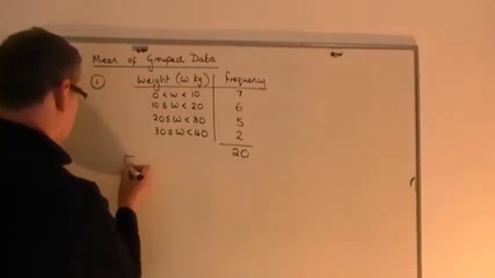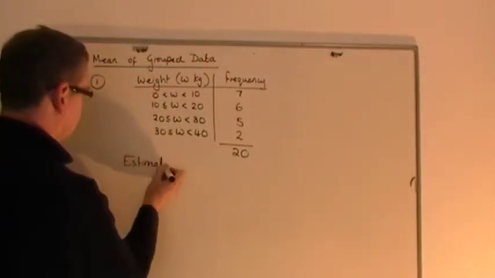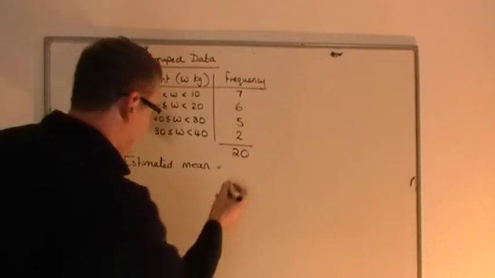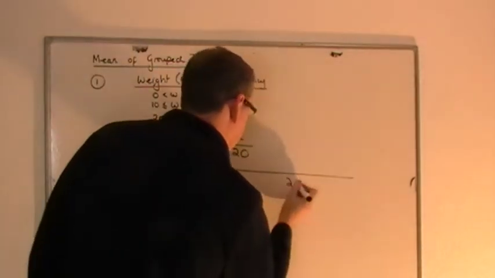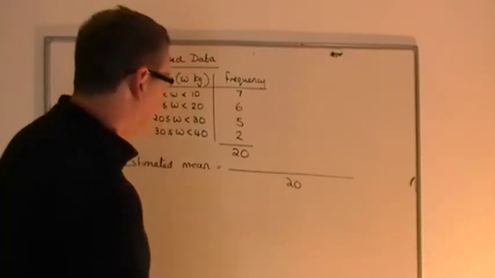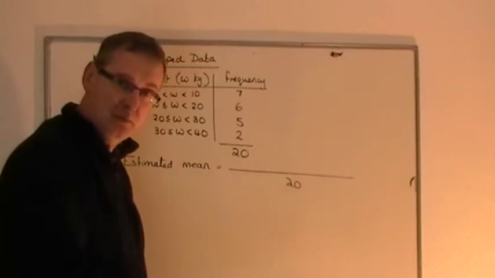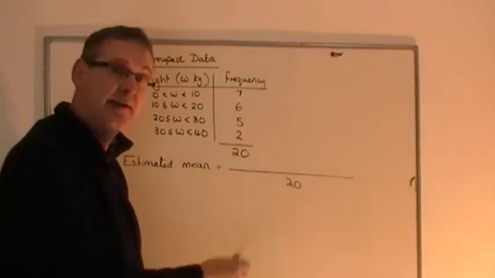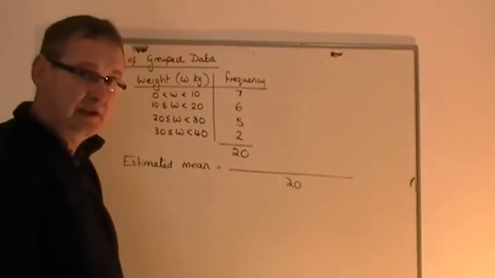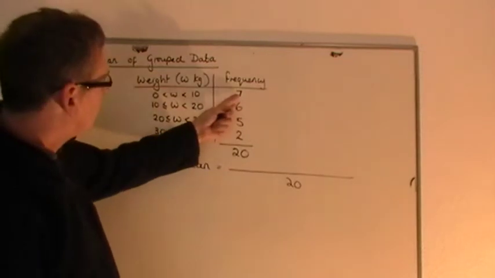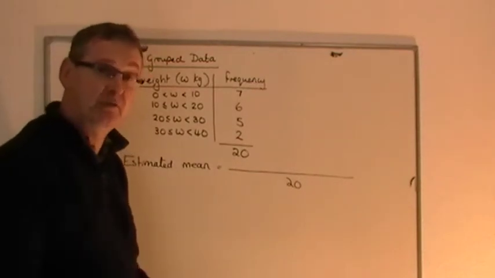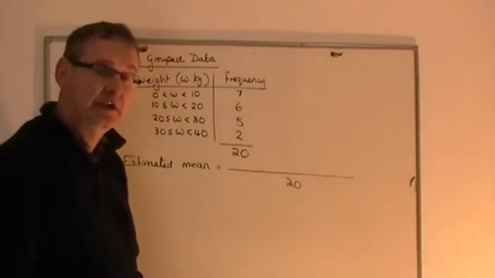So what I'm going to do now is work out what we call the estimated mean. And the estimated mean means I'm going to have to add up all the 20 pieces of data and then divide the answer by 20 afterwards. So I'm going to divide by 20 at the end. Now, if I knew what all individual 20 pieces of data were, I would just add up 20 different numbers and then get the answer, share by 20. But I don't know what the individual pieces of data are. All I know is that there are 7 objects that weigh between 0 and 10 kilograms. I don't know what their exact weights are, so I can't add them up. So I've got a problem.